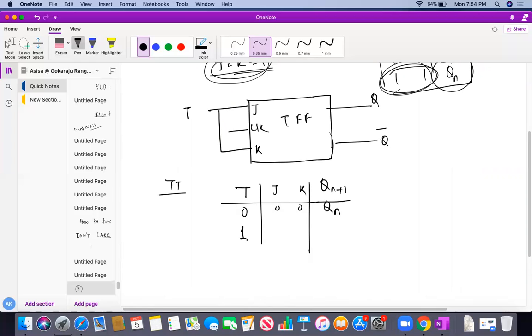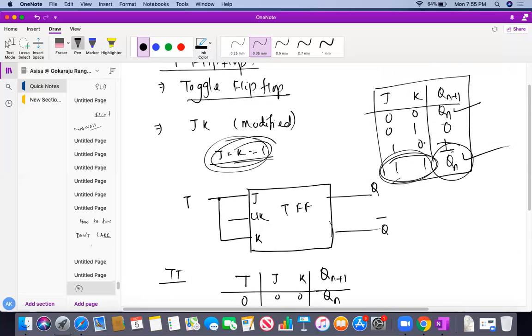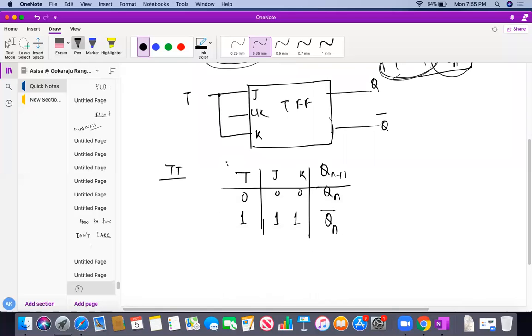And if T is equal to 1, what am I getting here? T equal to 1, J is 1, K equal to 1, because these two are shorted. So obviously T equal to 1 means J is 1, K is 1. At that time, what is Qn plus 1? It is Qn bar. So this is my T flip-flop. If I take that truth table, it is just like this.